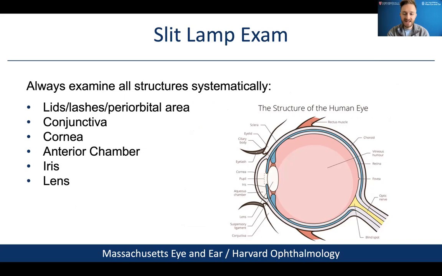I recommend that during a slit lamp examination, you perform all the steps and examine all the structures of the eye systematically. This way you never miss anything and you always make sure to evaluate each structure individually. We will start with the lids and lashes and the periorbital skin. Next, we move on to the conjunctiva, the cornea, the anterior chamber, the iris, and the lens.